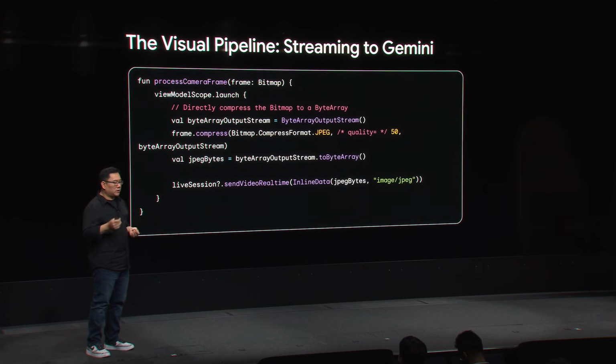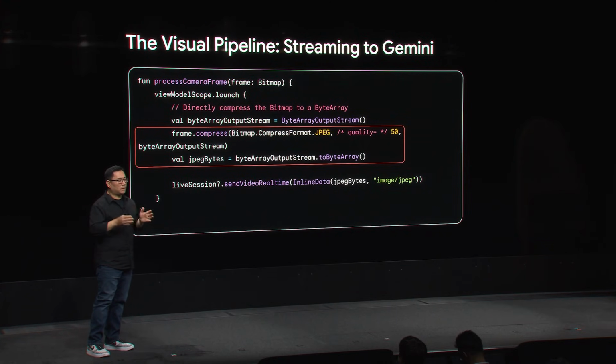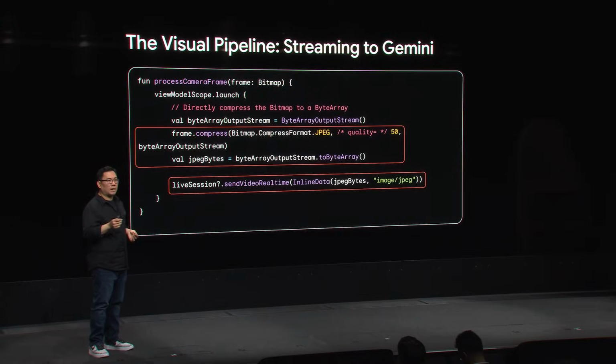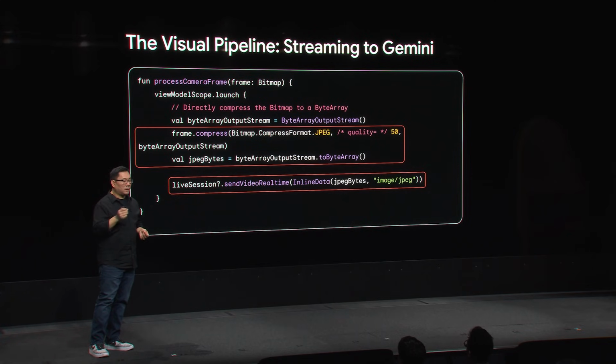Finally, we have the bridge to the model. We take that throttled VGA bitmap and compress it to a JPEG. We set the quality to 50%, which reduces the payload size while maintaining enough detail for the model to do recognition. Then we use the Firebase AI Logic send video real-time method. This is a preview API, but it pipes the visual data into the active WebSocket session. Now the model receives a live view of the user's world alongside the audio stream.